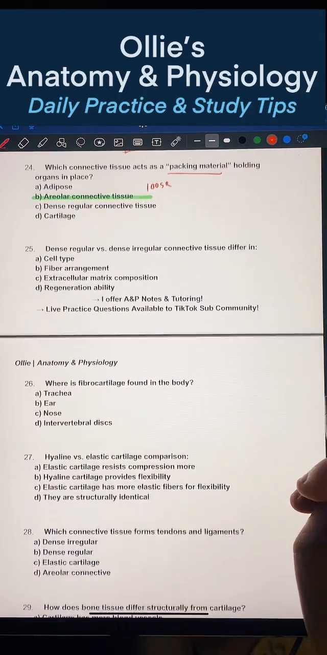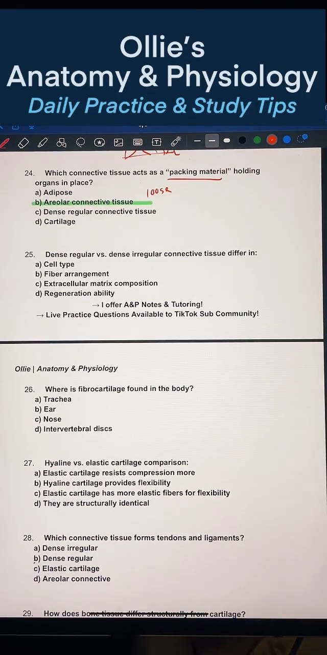Number 25, dense regular versus dense irregular connective tissue differ in what? What do they differ in? A, B, C, or D? What do you guys think for that one? A, B, C, or D?